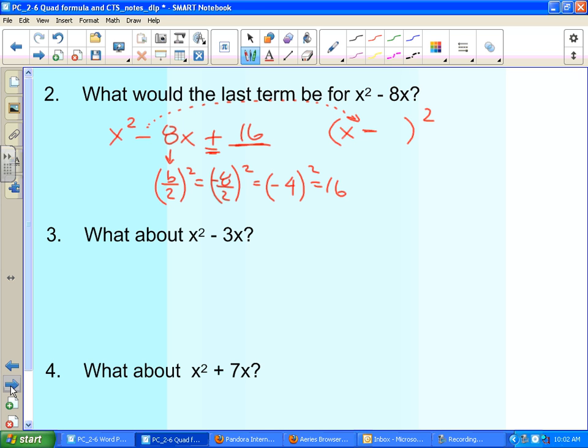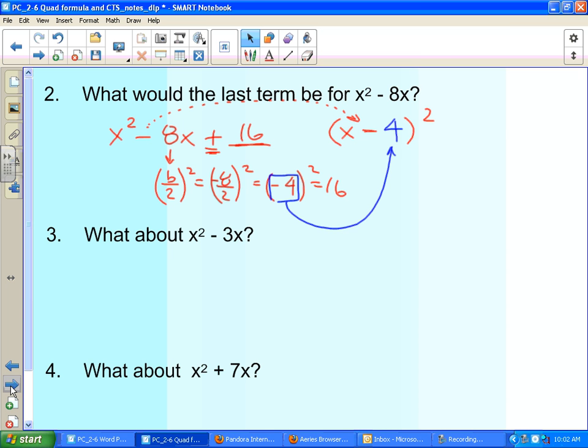Whatever your b over 2 value was, there it is, what goes right there. Yeah, that's it. So my b over 2 was a 4. Well, it's actually technically a negative 4, so I would put x minus 4. And now I've got the factored form of x squared minus 8x plus 16. And then I'd be able to square root and rock and roll on that. Piece of cake.